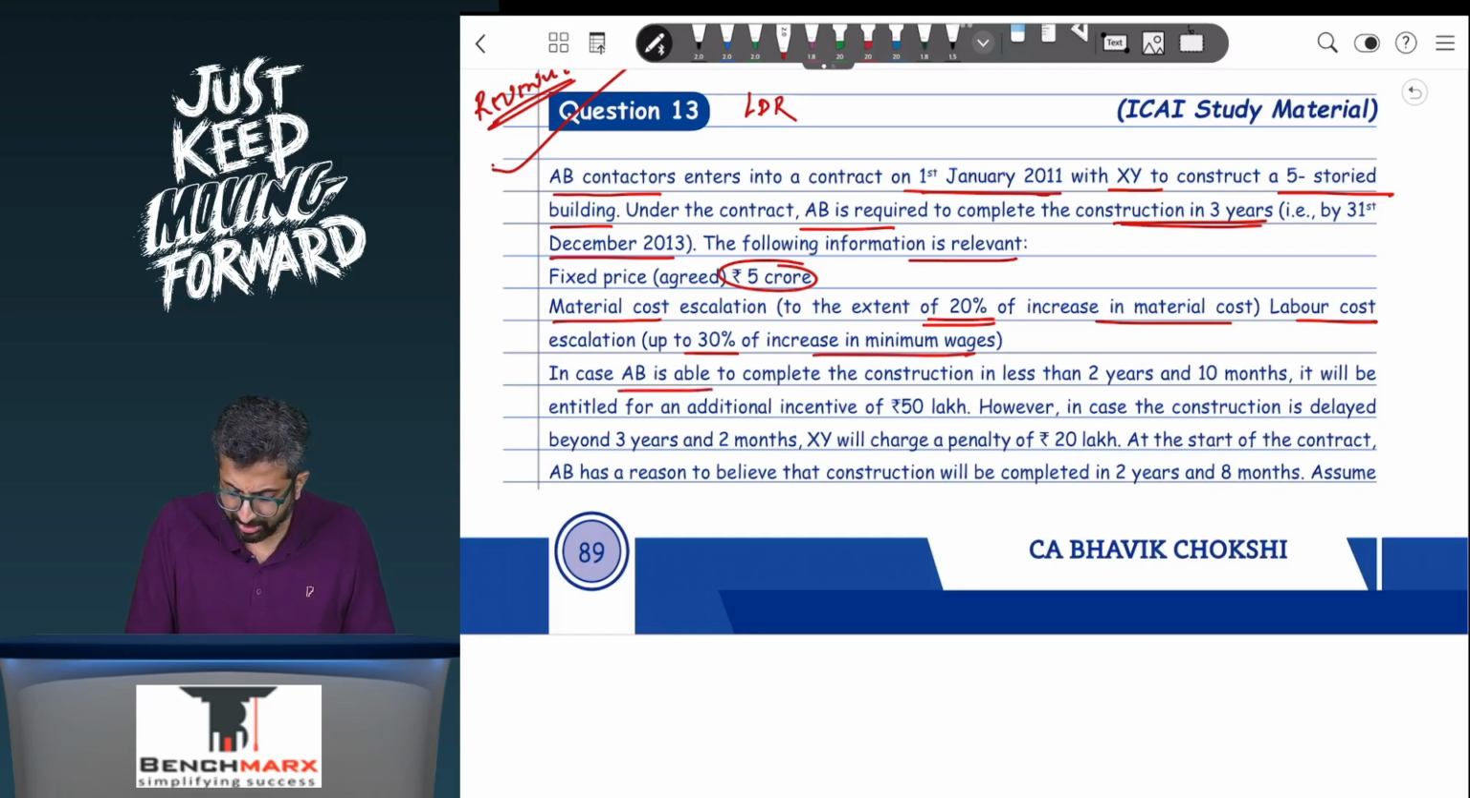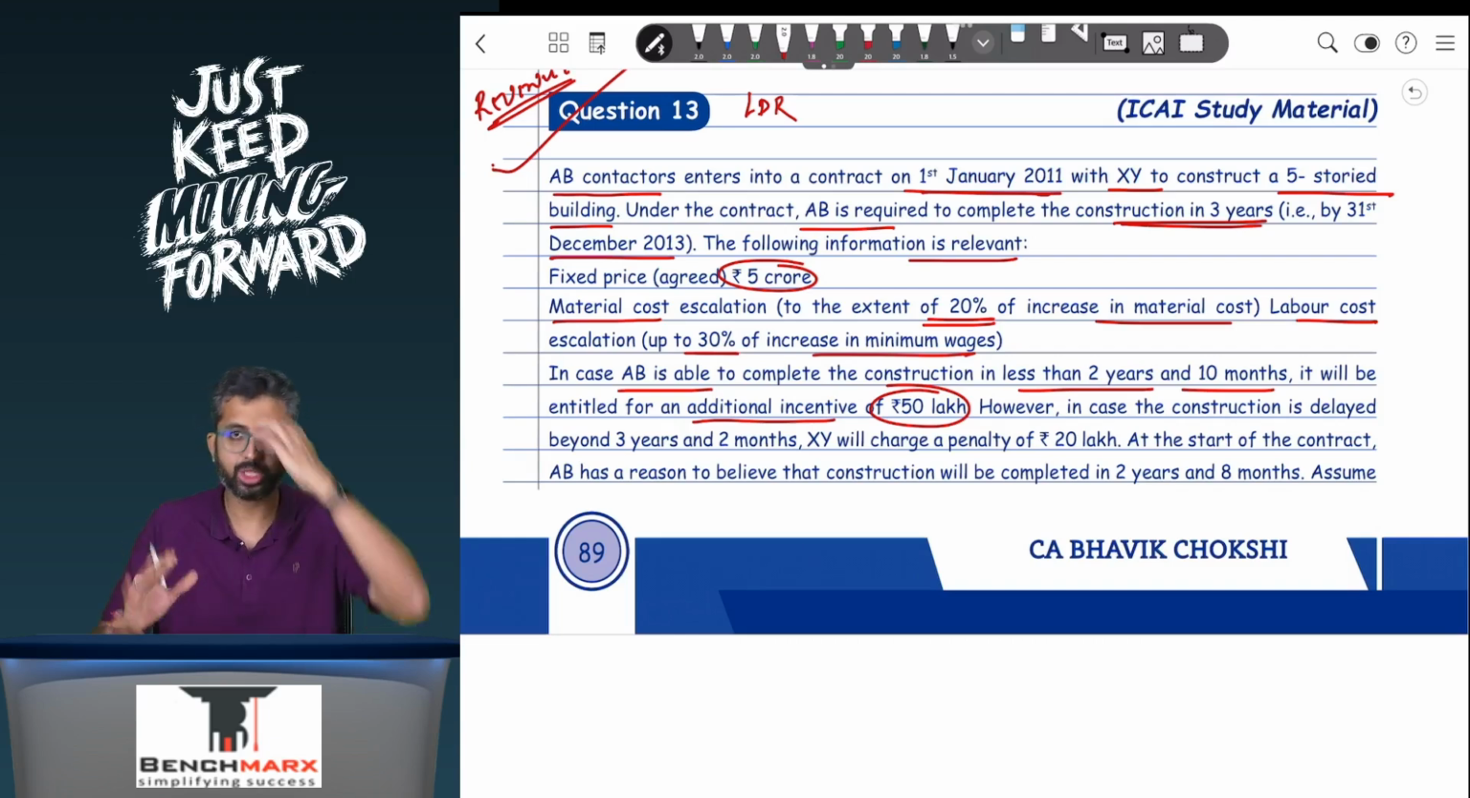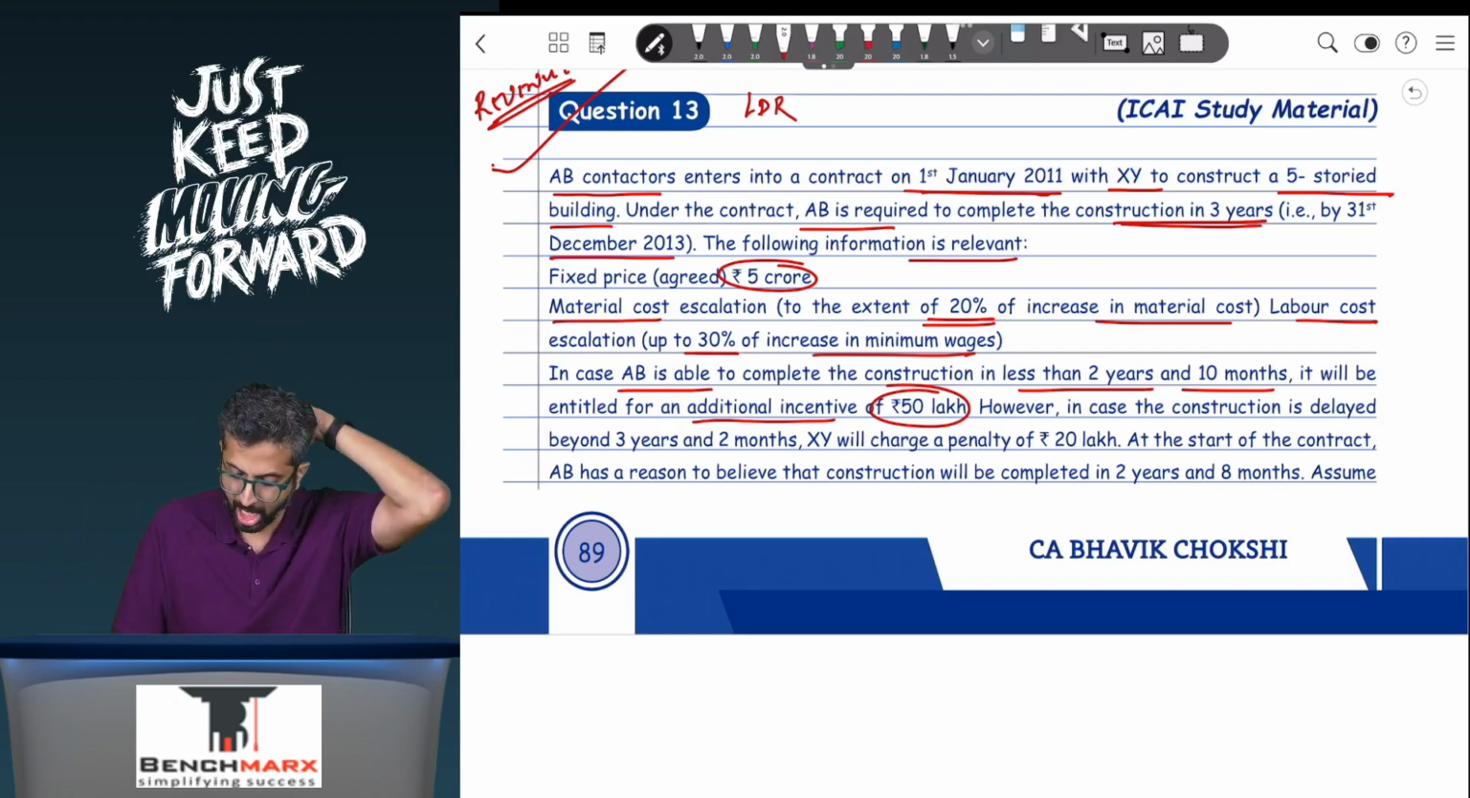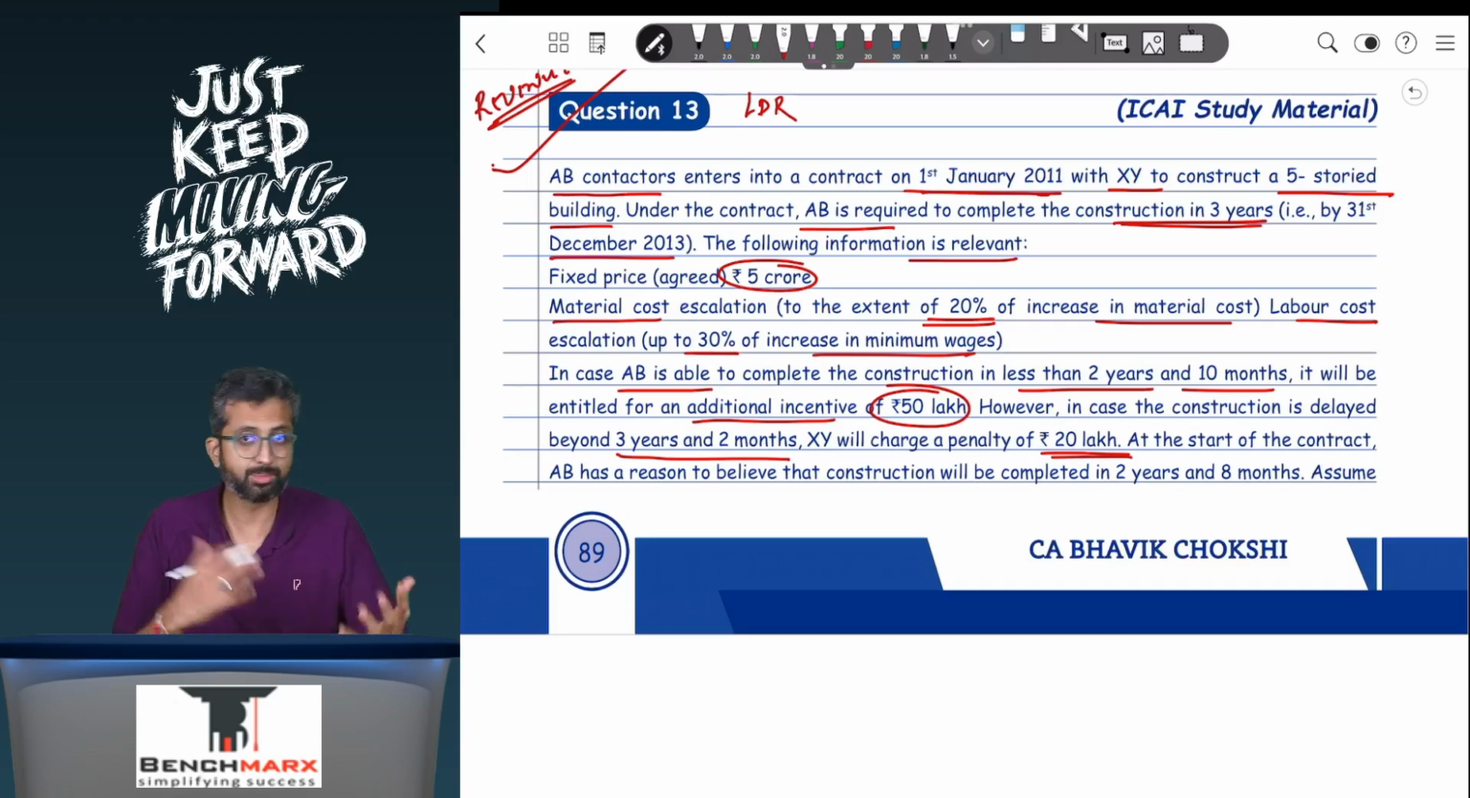In case AB is able to complete the construction contract in less than 2 years and 10 months, it will be entitled to an additional incentive of 50 lakhs. But you will only take it once you actually complete. However, in case the construction is delayed beyond 3 years and 2 months, XY will charge a penalty of 20 lakhs. Okay, so it's both sides.